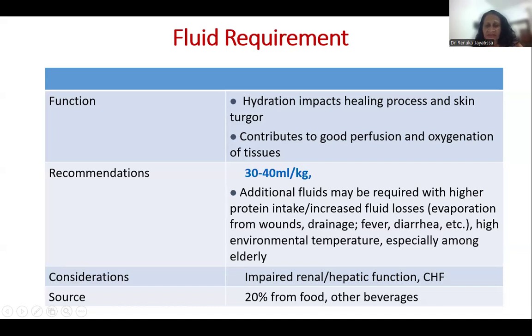And sometimes if they have a fever, diarrhea, and a lot of exudate from the wounds, they have to have more fluid than this recommendation. At the same time, from the usual fluids, we get 20% from food, but the other 80% we have to take from beverages, whether water or any other beverage. Next slide.